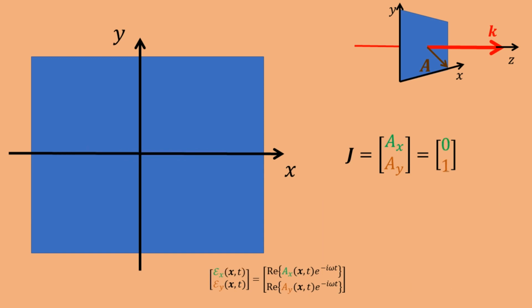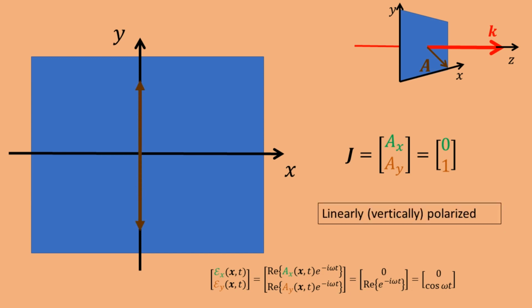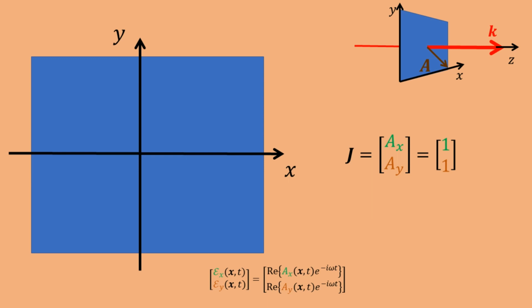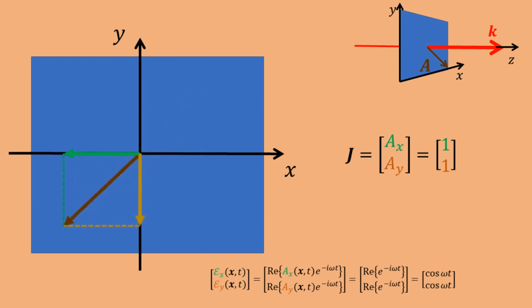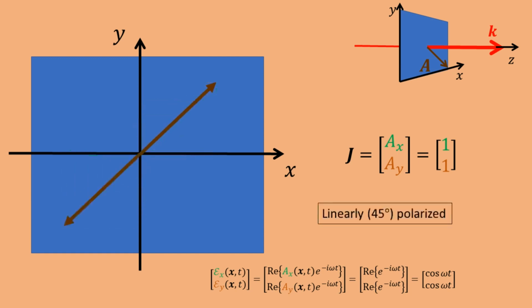Now let's look at the vector 0, 1. We find the x component is 0, and the y component oscillates as cosine omega t, so the light is still linearly polarized, but now vertically. What happens if we have a Jones vector 1, 1? In this case, both the x component and the y component oscillate as cosine omega t, which means that the light is linearly polarized at an angle of 45 degrees.